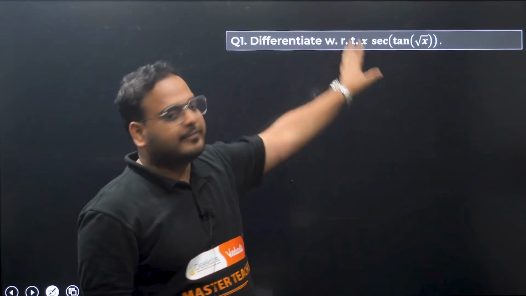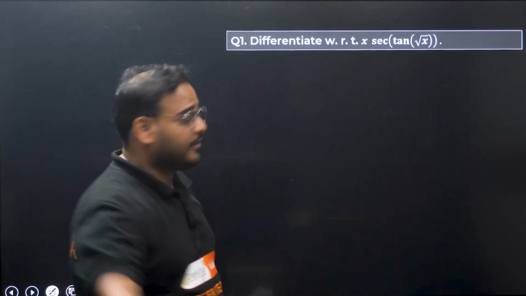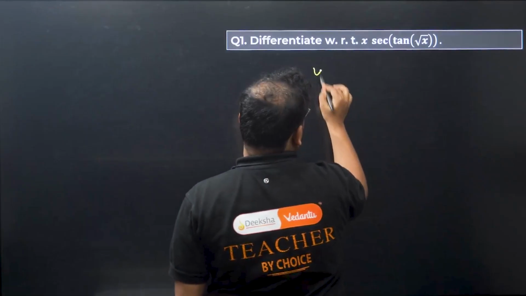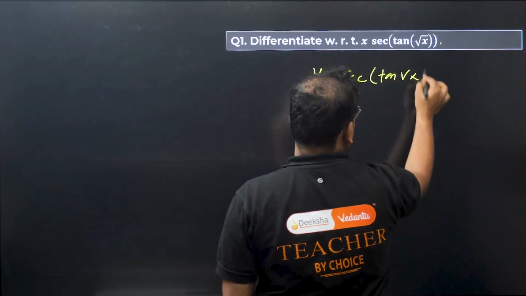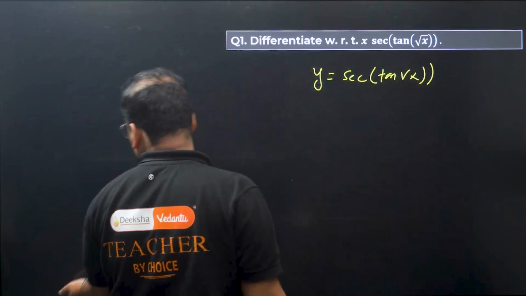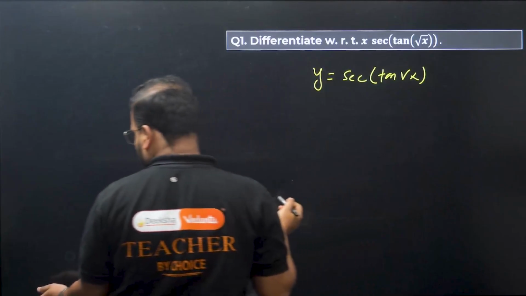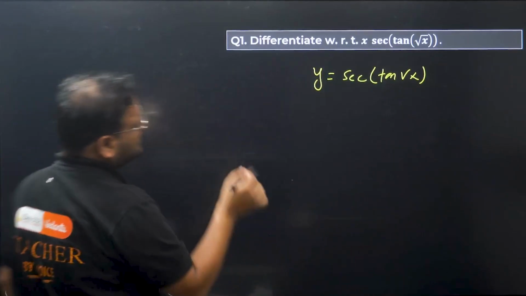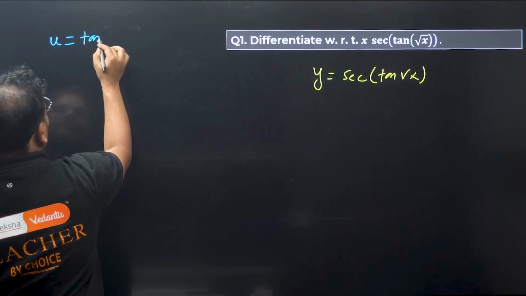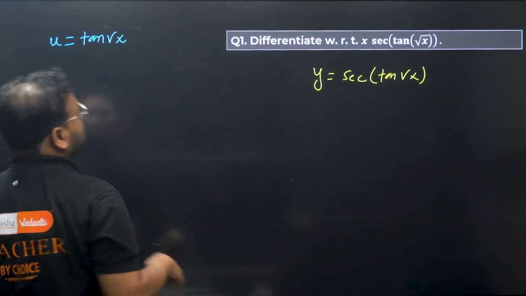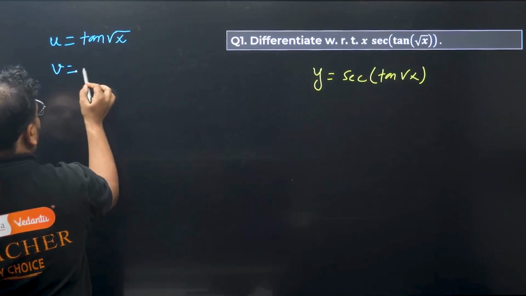Differentiate sec of tan of root of x. Sec of tan of root of x. How many functions? 3 functions. Differentiate sec first, so write here y equals sec tan root x. I can take tan as another function, but I will not do that because it's of no use. I can simply write a function, let's say u as tan root x, and differentiate. And I can take v as root x.